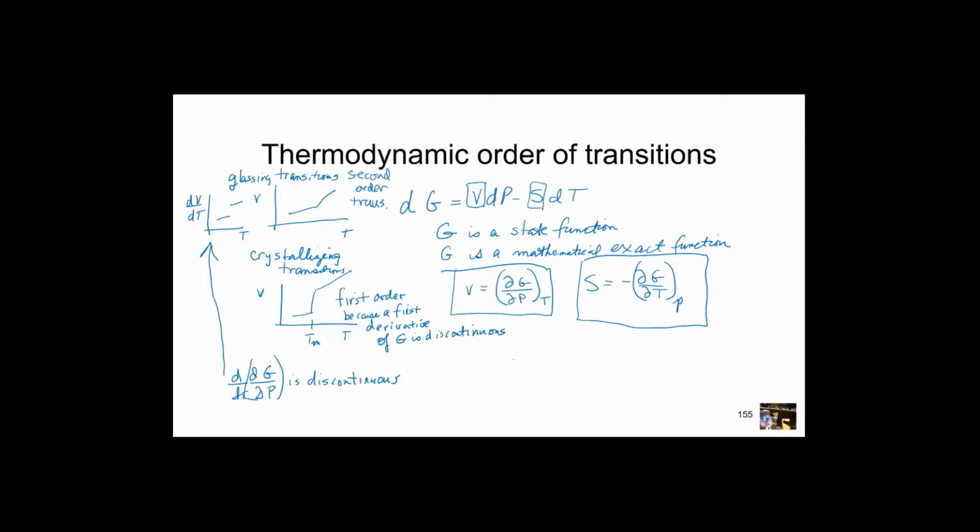But anyway, the summary is crystal transitions are first order transitions. Glass transitions are second-order transitions. And so this is a commonly used classification scheme for these two kinds of transitions.